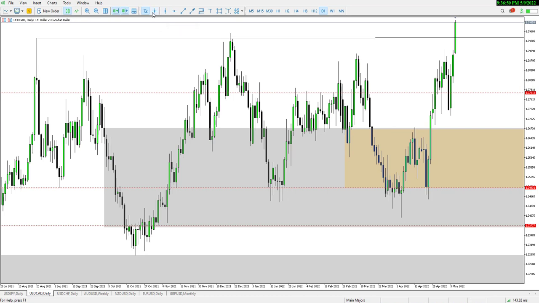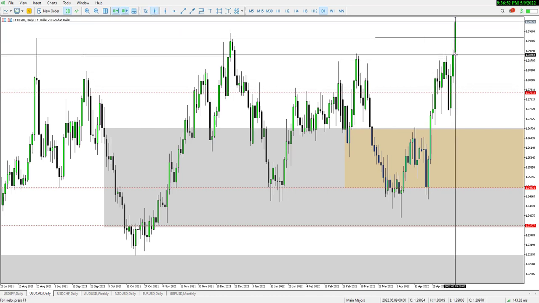So now I'm going to start my look back period. So today's candle, we need 20 candles first.